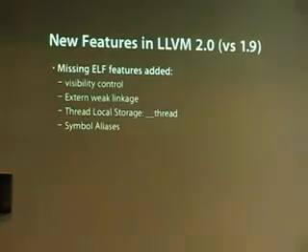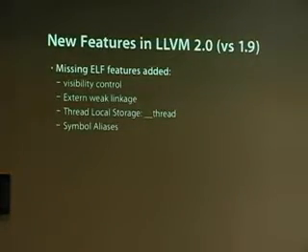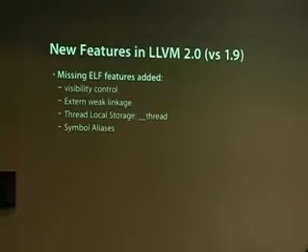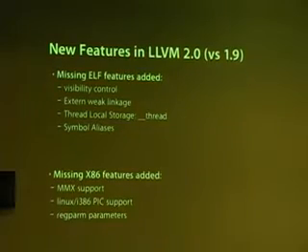And so, for example, there's a whole raft of ELF features like symbol visibility, thread local storage, symbol aliases, stuff like that that wasn't very important early on, but now that people are trying to build things like Qt or Mozilla, that suddenly becomes really important. It uses that all the time. Other features are target specific.